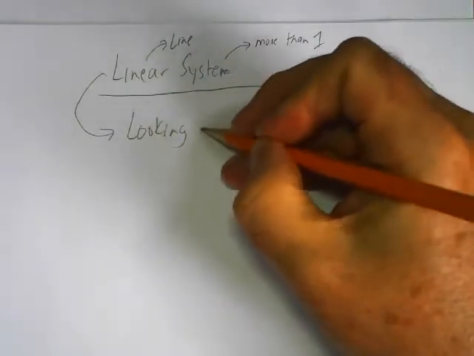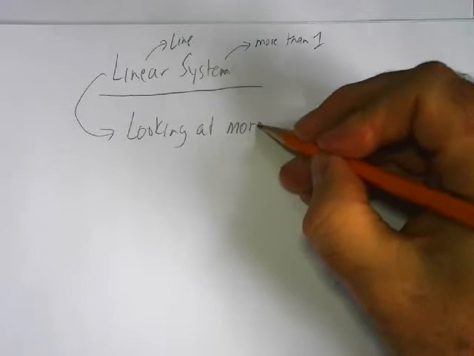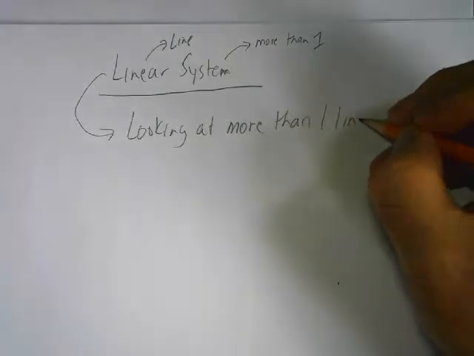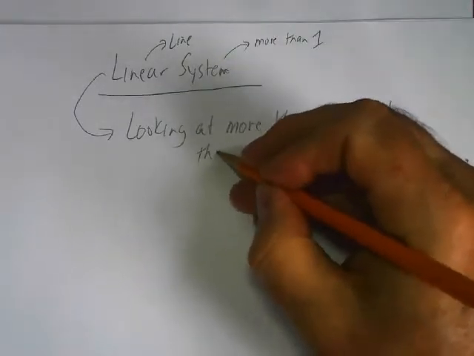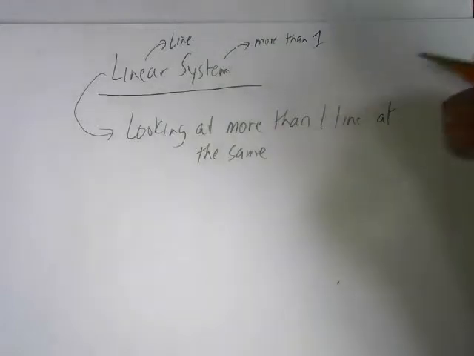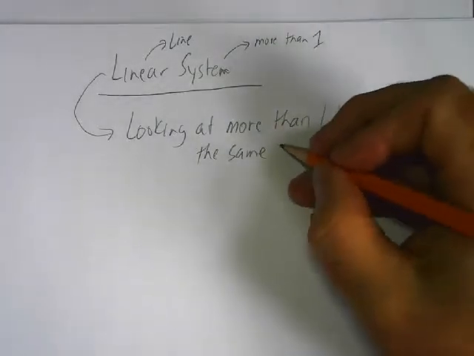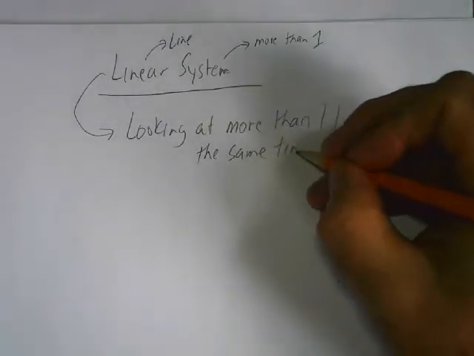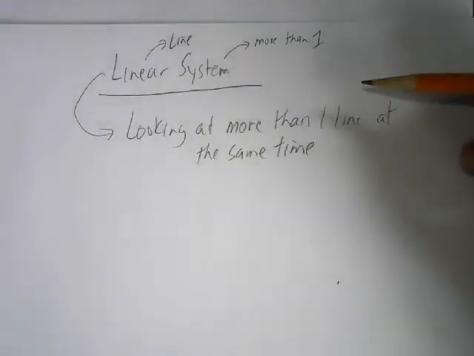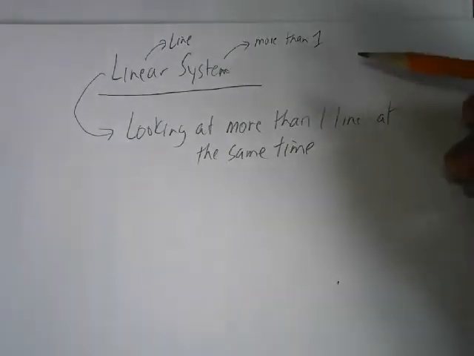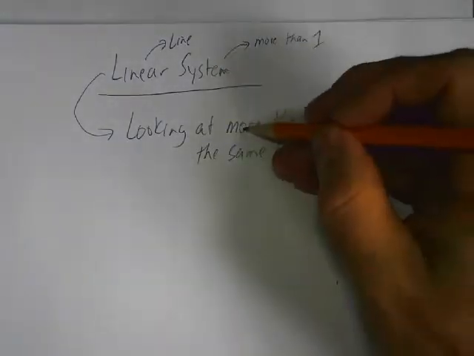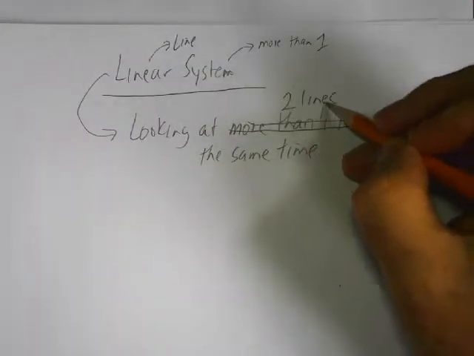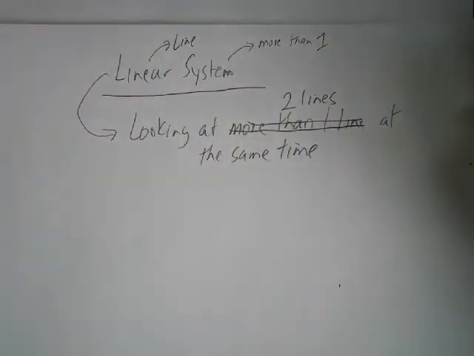so overall a linear system is looking at more than one line at the same time. More than one line at the same time. So, I mean, you could have 2, 3, 4, all sorts of numbers. So let me finish this before I forget. Okay, now in grade 10, instead of just saying more than one line, we just kind of change that to 2 lines. So we'll always be looking at 2 lines at the same time.